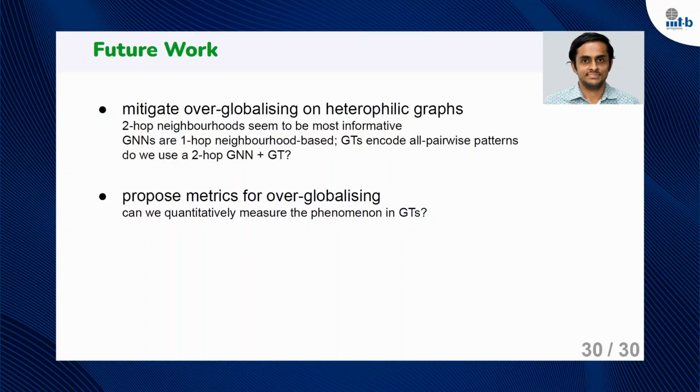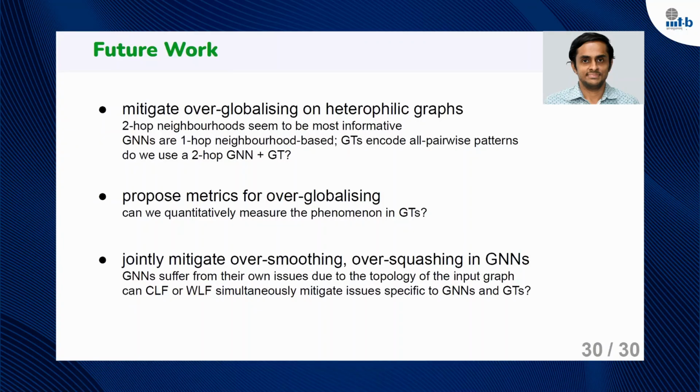And then there are no standard metrics for over-globalizing. K-hop homophily is not really a metric. It's a visual comparison between K-hop homophily and attention distribution. There is no concrete metric that says over-globalizing is high on this task and very low on a different task. No such metric has been proposed in the literature. So this is one line of research.